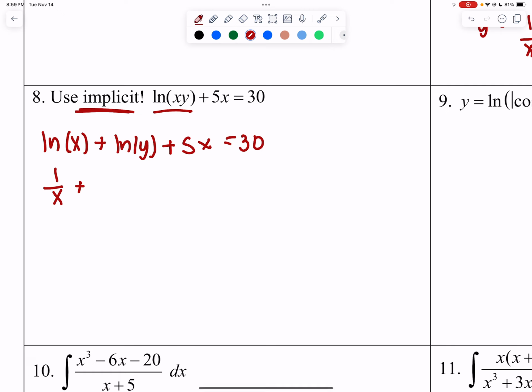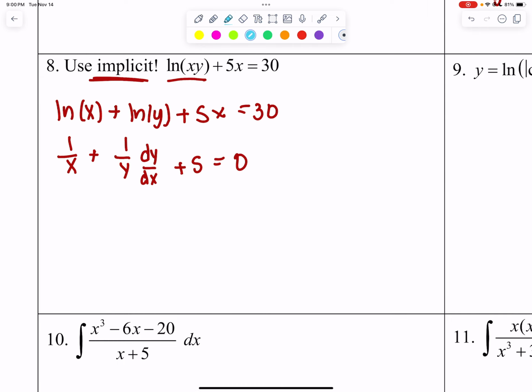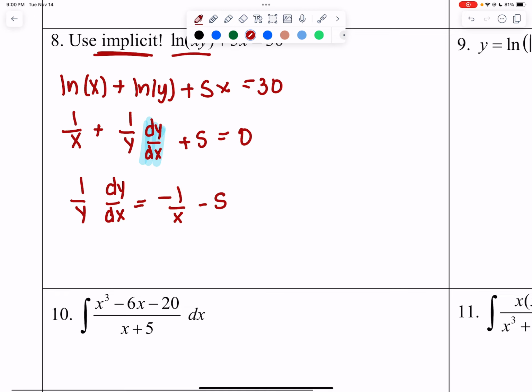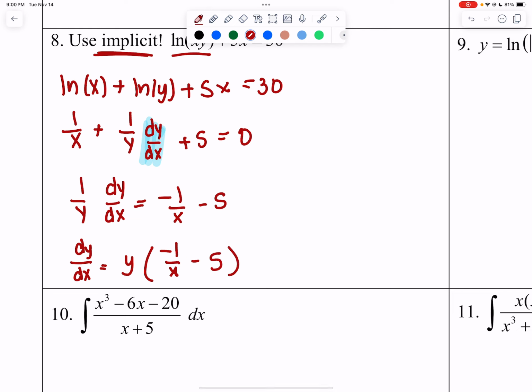So I have 1 over x plus 1 over y dy dx plus 5 is equal to 0. We are going to solve for dy dx. So this is going to give me 1 over y dy dx is equal to negative 1 over x minus 5. Multiplied by y, so you're going to get dy dx is equal to y times negative 1 over x minus 5. This right here is your answer. It's okay to have y just because it is implicit.